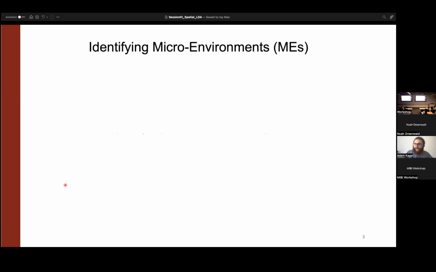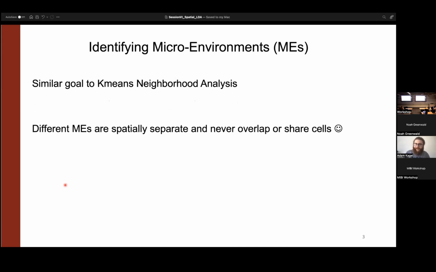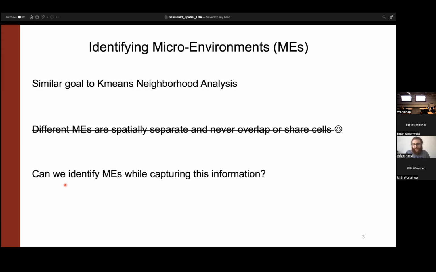All right. So the real meat of it is that we want to identify microenvironments. Same goal as k-means neighborhood analysis, but in k-means, your cells can't share microenvironments. You only get one. They're in the neighborhood, and that neighborhood is the microenvironment. So what happens if we get rid of that assumption? What if we want to see smooth transitions between different microenvironments? How would we even be able to look at that is the question.